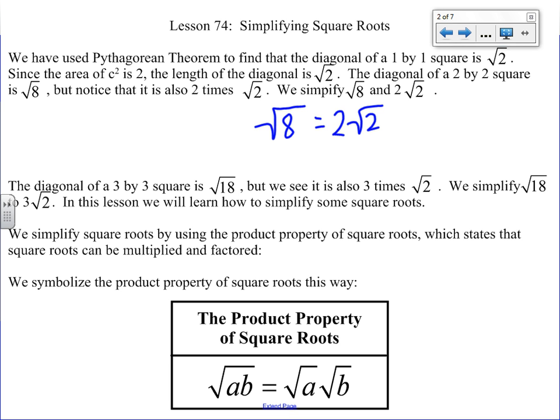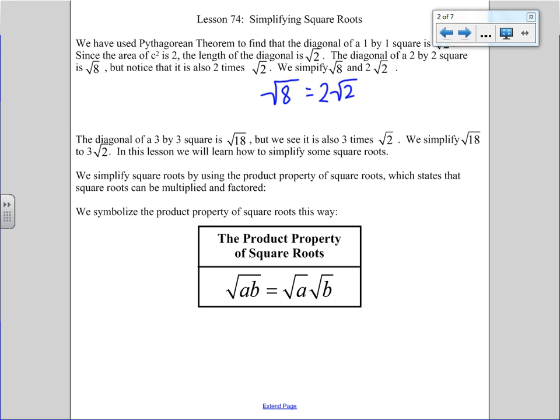In this lesson we will learn how to simplify some square roots. We simplify square roots by using the product property of square roots, which states that square roots can be multiplied and factored. The product property of square roots is that radical AB, which is A times B inside of the radical, is equal to radical A times radical B. And that's how we simplify this, because what they're saying is radical 8 is the same as radical 4 times radical 2. Well, we know that radical 4 is equal to 2, so then we just tack on that radical 2. That's where they're getting that from.